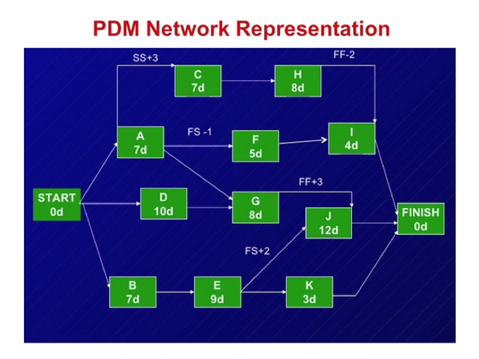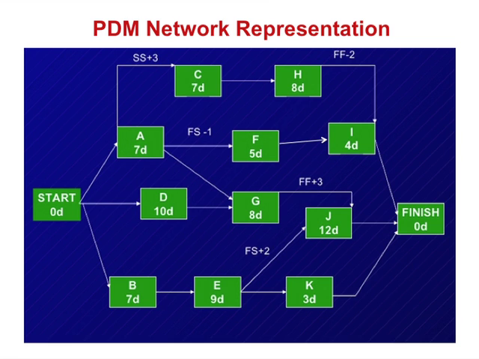Now, when you put together a PDM network, it looks something like this. You can see you have the same kind of nodes as an activity on node, and arrows representing relationships. Where you have a finish start relationship, you still show it without any qualifications. Assumed finish start is the default.